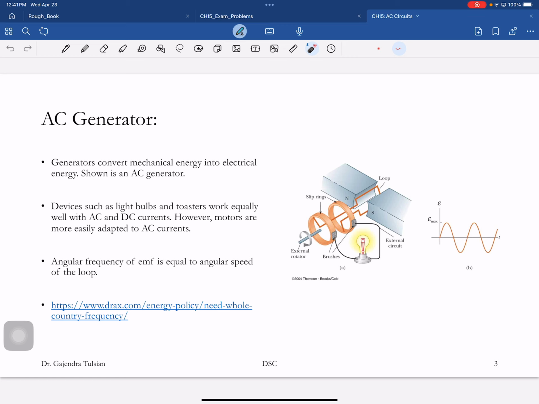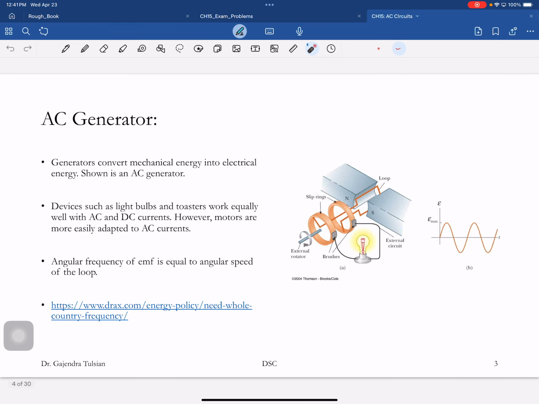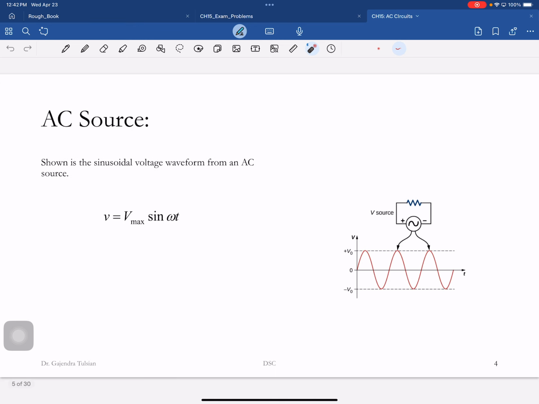So the angular frequency of the EMF is equal to the angular speed of the loop. So the frequency of this voltage output is equal to the frequency of this loop. So this is the source we are going to connect to your circuit. Here's an AC source. There's the amplitude of the voltage.